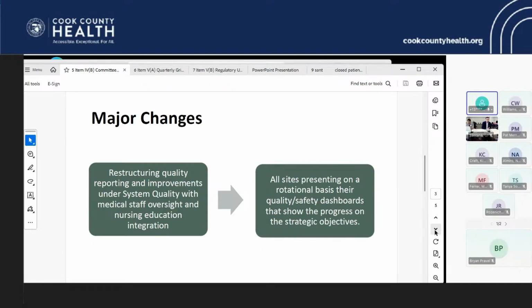All sites will be bringing their dashboards. As I mentioned, we'll be bringing all sites, including CCDPH, ACHN, CIRMAC, et cetera. We'll be changing the cadence of meetings. We really would like, on a quarterly basis, to have one QPS meeting dedicated to quality and safety. The next would be dedicated to patient experience, and then the next would be a scheduled closed session for peer review as well as regulatory.